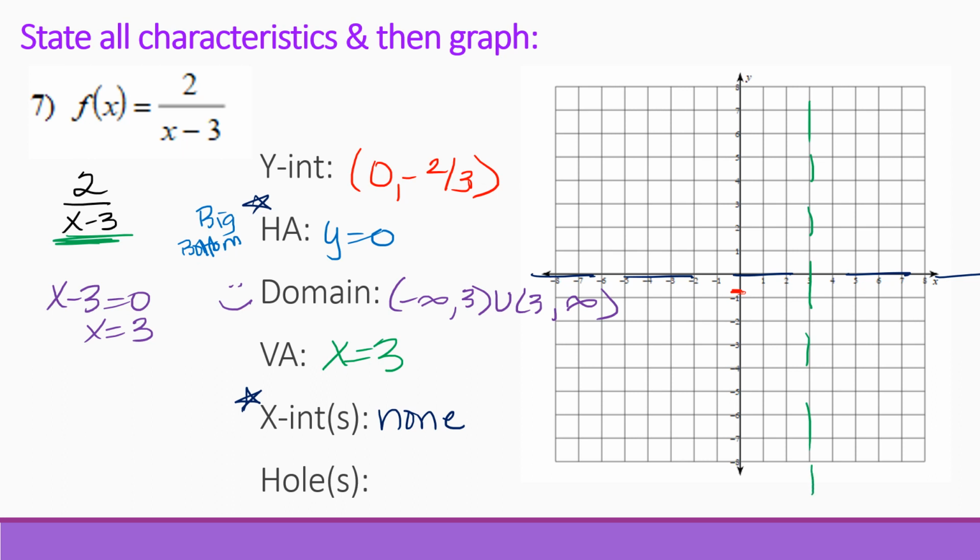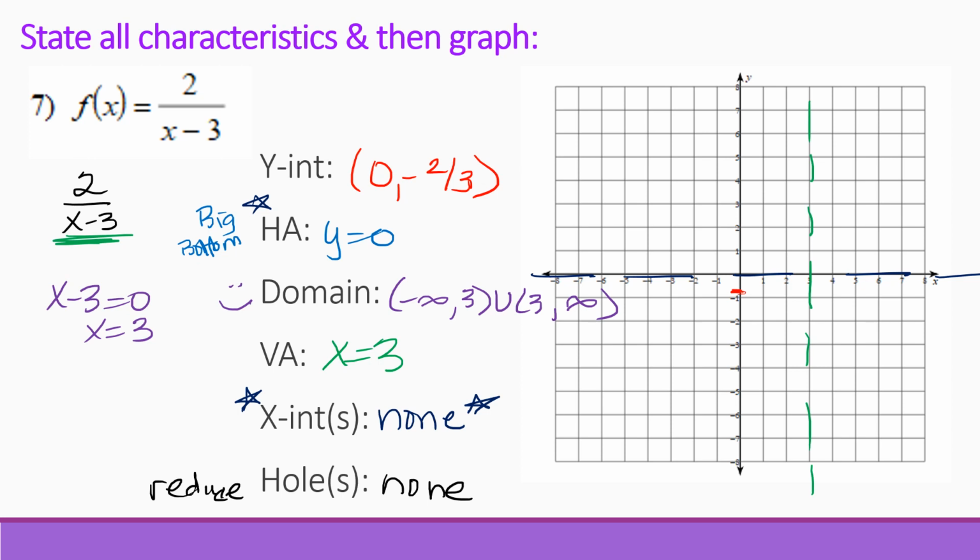All right, x-intercepts, back to these, double checking. Do I have any variables left in the numerator? Nope. So again, no x-intercepts. We talked about that already. And last but not least, is there a hole? Does anything reduce? Any factors in the numerator reduce with factors in the denominator? None, thank goodness. Awesome.